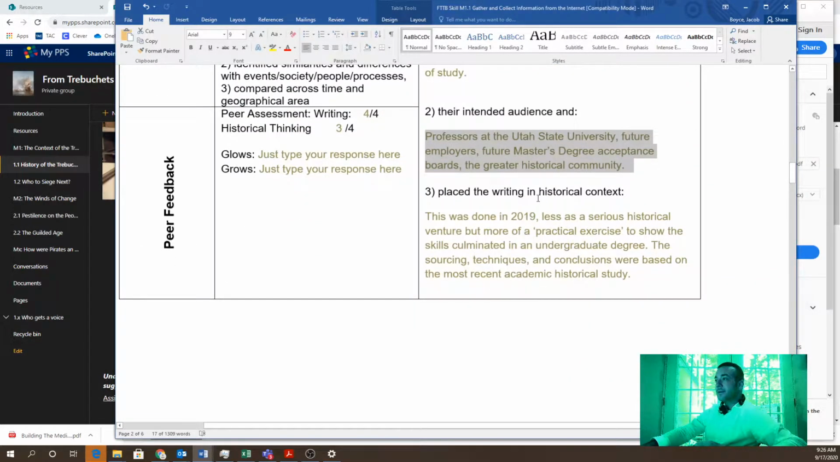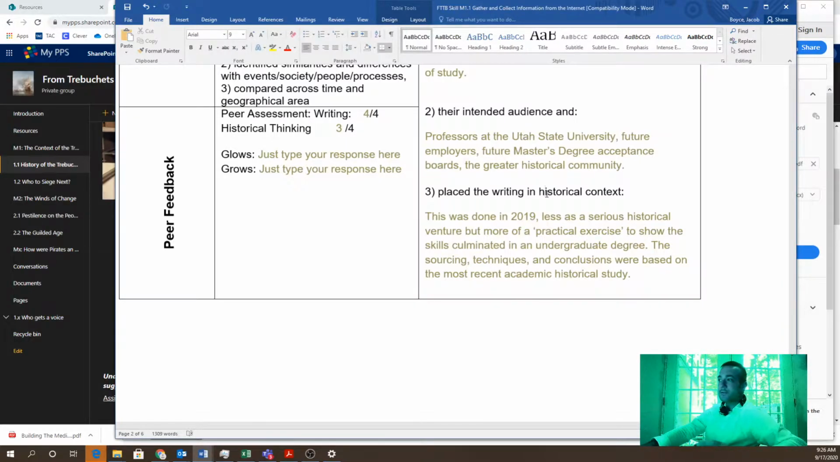Now, place the writing in historical context. And this is an important one because this is the writing in historical context. We're not talking about the trebuchet when it was used. We're talking about this project being done in 2019. And it wasn't done professionally. It wasn't done by professional historians pushing this forward.